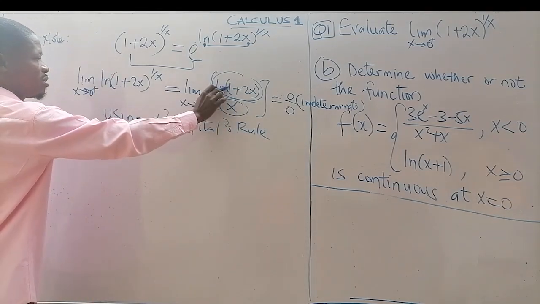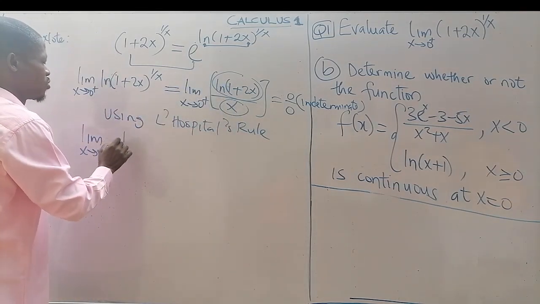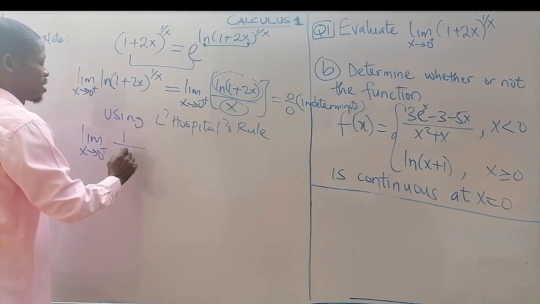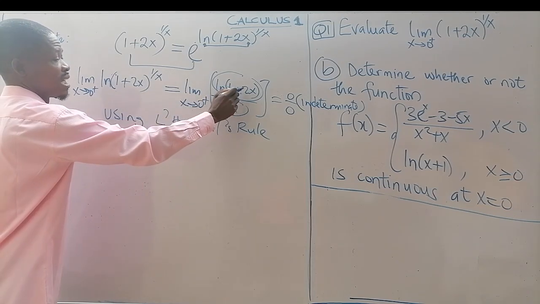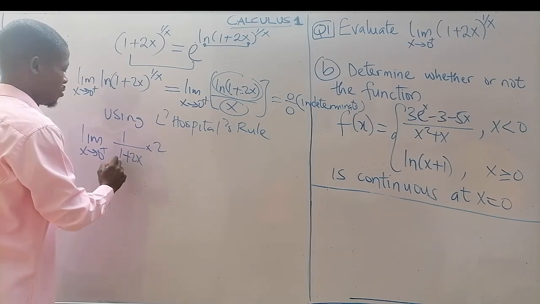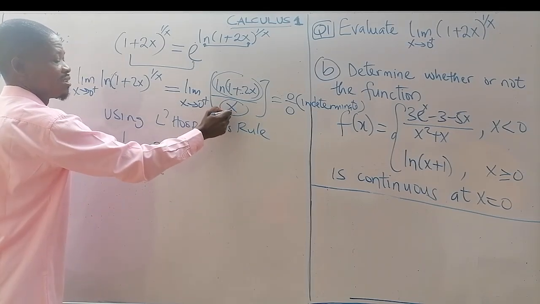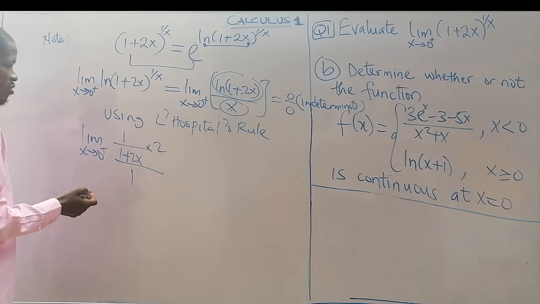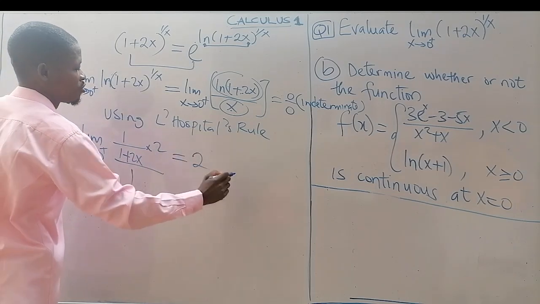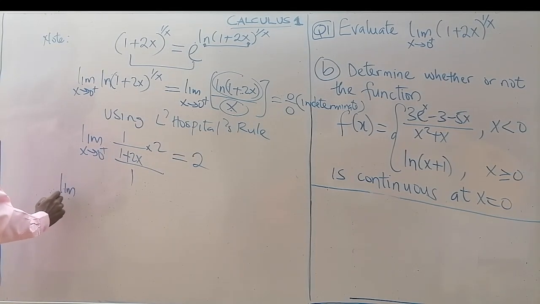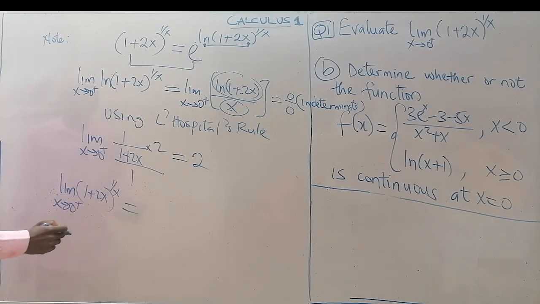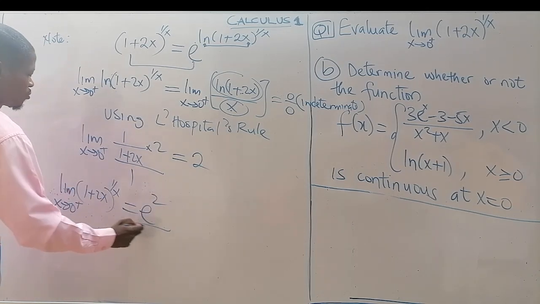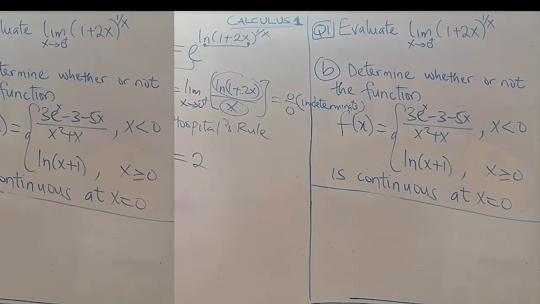So for the numerator, we're going to have 1 over the inner function, 1 + 2x, times the derivative of that inner function, which is 2, all over the derivative of the denominator. That's 1. Okay, then you can do your direct substitution. If you do your direct substitution, it's going to give you 2. So finally, your question is equal to e to power 2. And that finished that question.